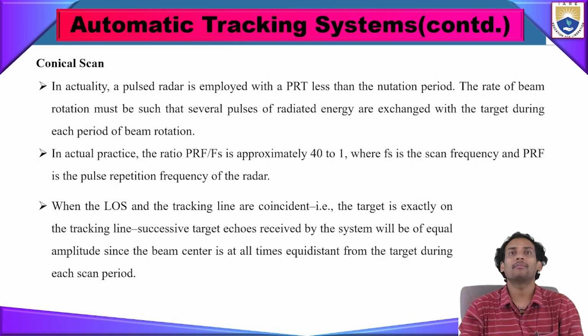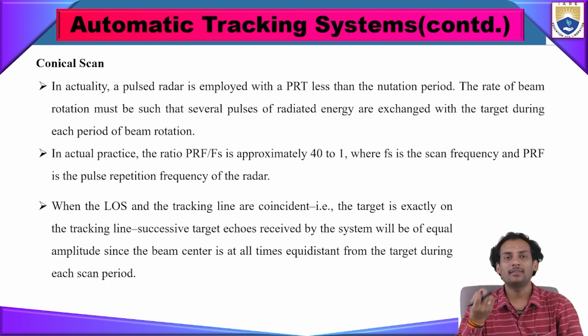Actually, the pulse radar is employed with a PRT less than the nutation period. Nutation means rotation of that axis, and the rate of beam rotation must be such that several pulses are radiated. Several pulses of radiated energy will be exchanged with the target during the period of beam motion. In actual practice, the ratio of PRF to scan frequency is approximately 40 to 1, where the scan frequency is the nutation rate and PRF is the pulse repetition frequency of the radar.